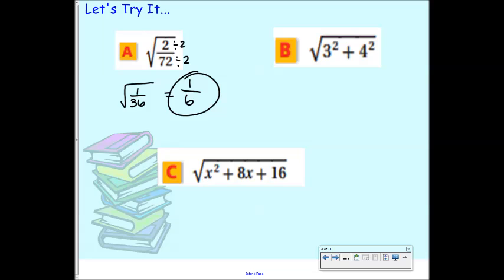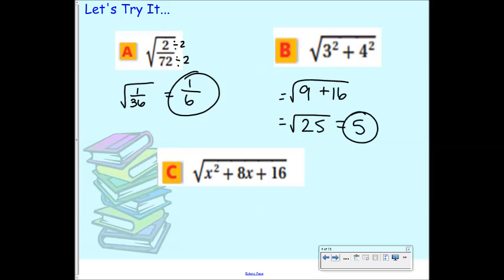All right? What about B? I just do it, right? What's 3 squared? 9. What's 4 squared? 16. What's 9 plus 16? 25. What's the square root of 25? 5. There we go. All right. So when you are simplifying these radical expressions, you simplify within the radicand as if it's in parentheses. So look at it like this is inside parentheses. Do everything you can and see if you can simplify it further.